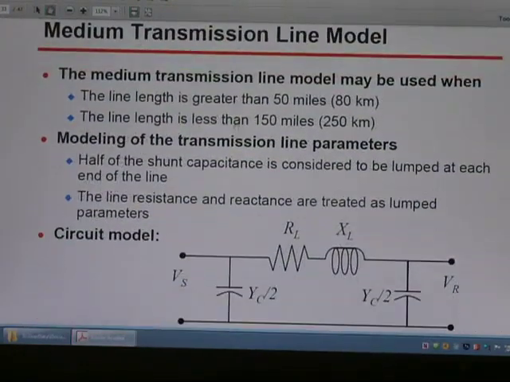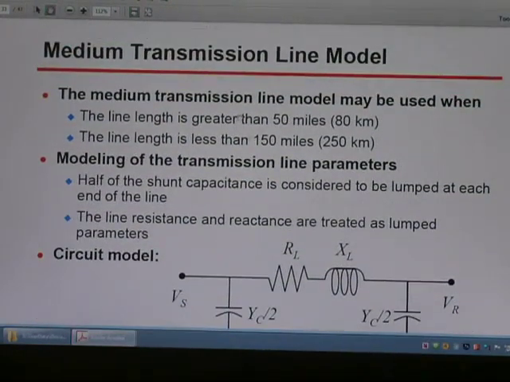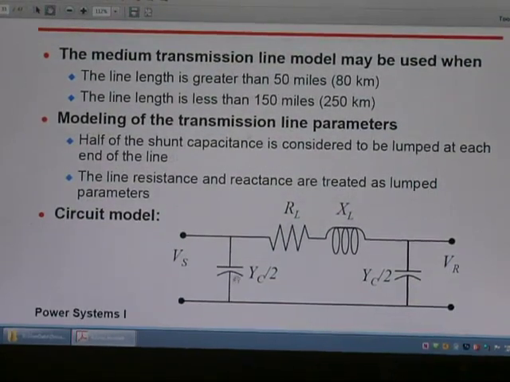Then we talk about the medium transmission line. A medium transmission line may be used when the line is greater than 50 miles, 80 kilometers, and the line length is less than 150 miles or 250 kilometers. In the medium transmission line, half of the shunt capacitance is considered at each end of the line. The line resistance and reactance are treated as lumped parameters, so this is the resistance, inductance, and this is the capacitance.